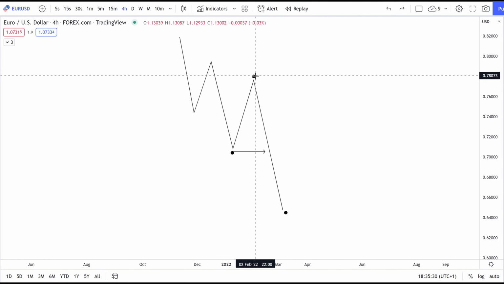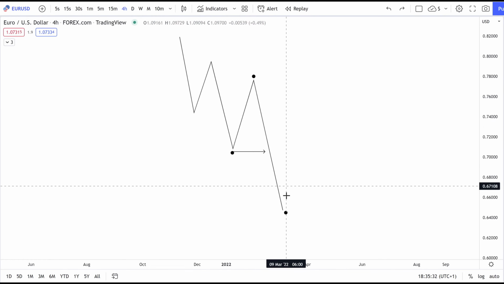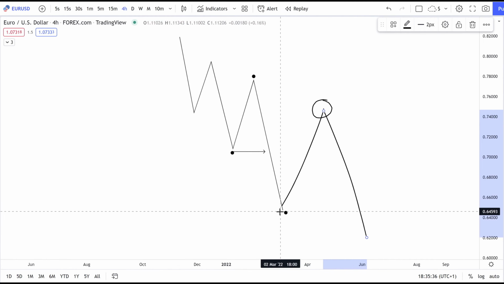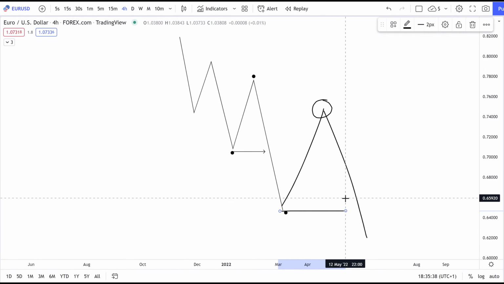what do we expect based on expectation order flow? We expect a pullback. And then what do we expect? We expect an impulse to go ahead and break the structure. Now, this doesn't always need to happen, but this is our expectation order flow. This is what we traded.